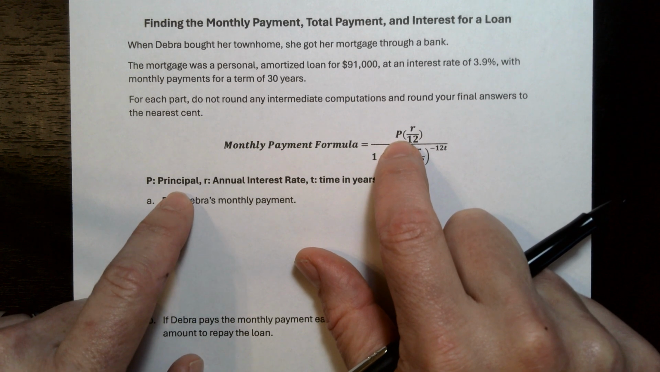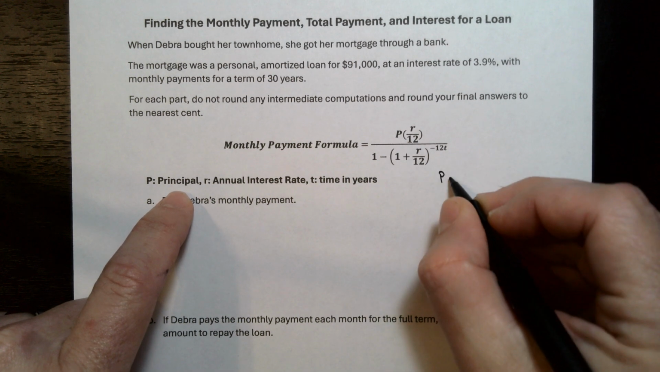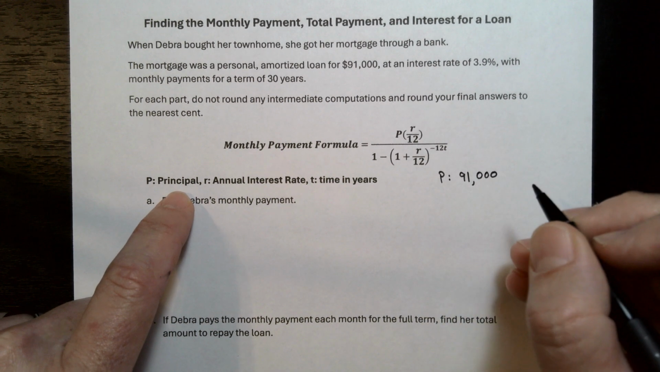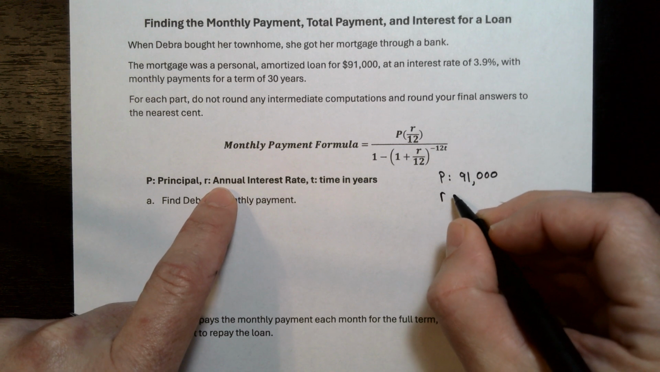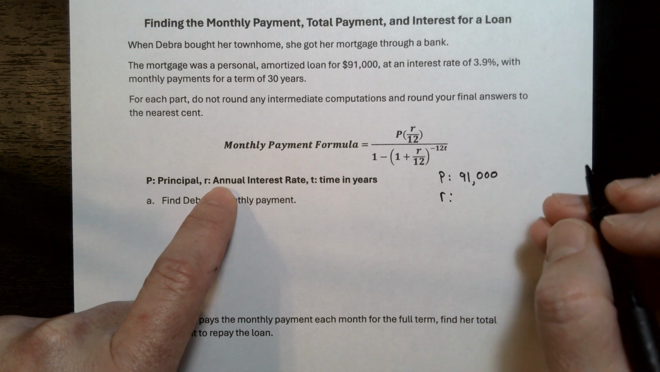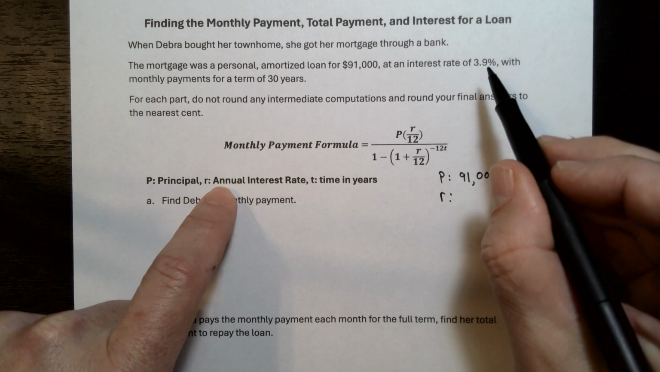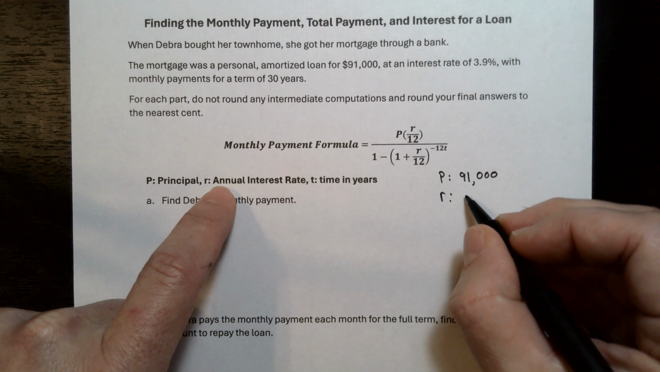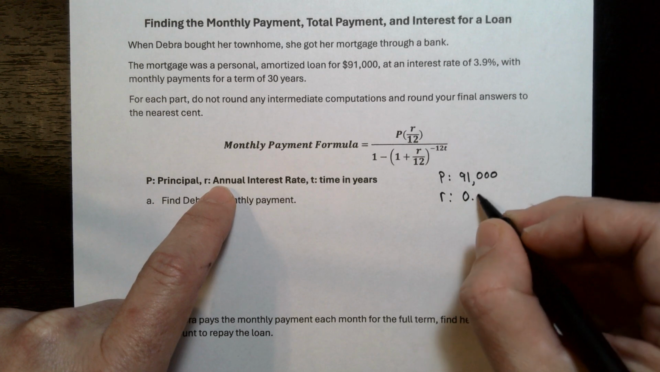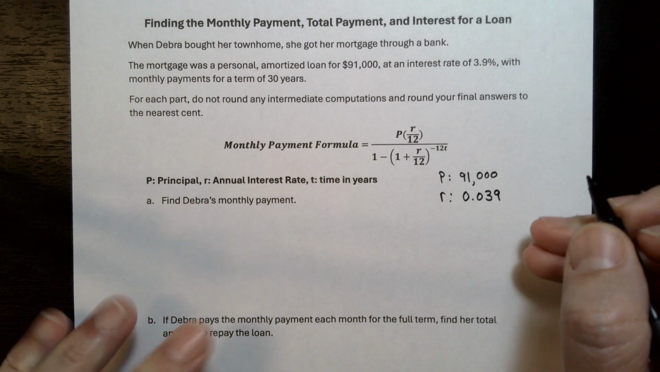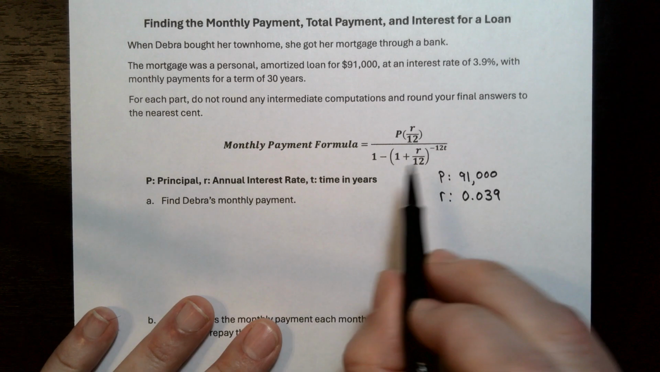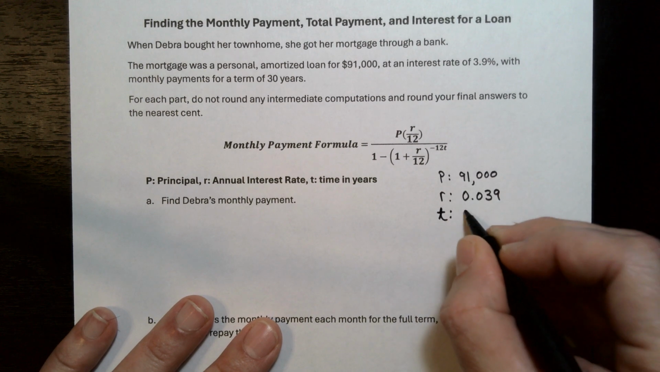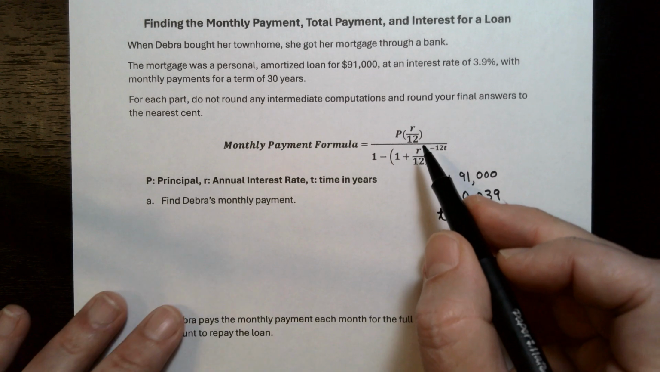P is going to be the principal. So in this case, P is equal to 91,000. R is the interest rate, and we want to write that in terms of a decimal, not a percent. So if we take the 3.9 and we move the decimal over twice, because we're dividing by 100, the 3.9 will become 0.039 as a decimal. And then the last part is the T, which is time in years, and we're given that T is 30. So I'm going to plug that stuff into this formula.